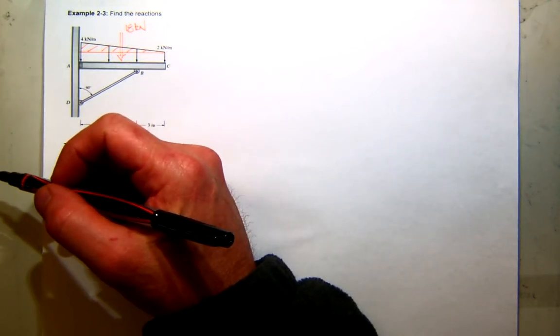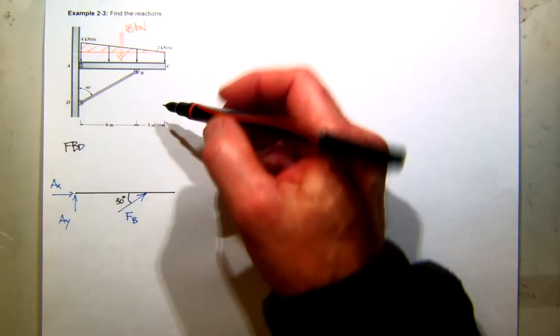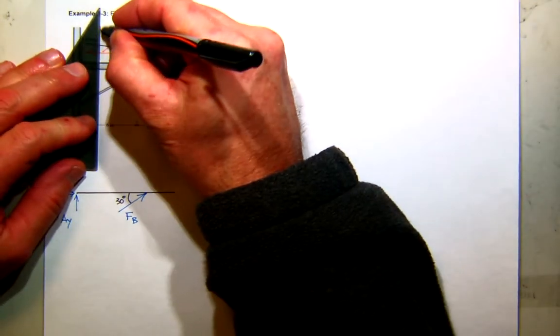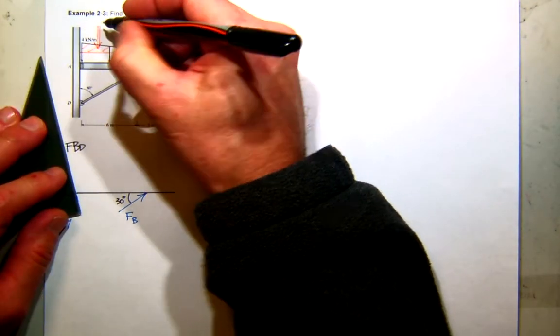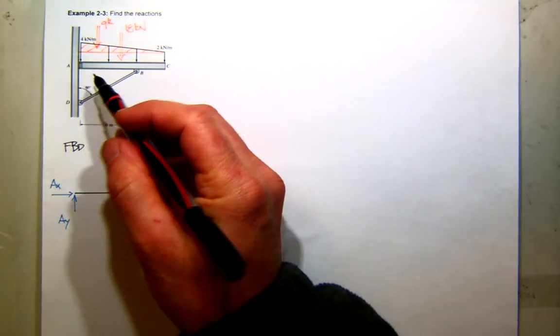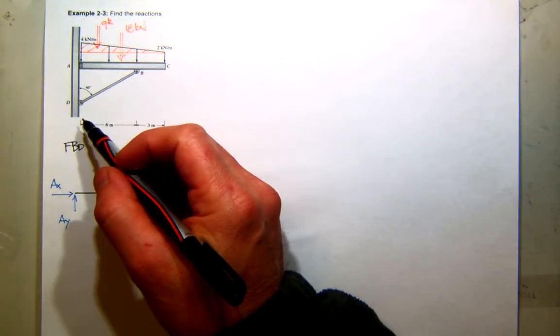And we all know the area of a triangle, 1/2 base, 9, times height, 2. What's that? 9. And it acts through the centroid of a triangle. And where is that? Yeah, I always remember it as 1/3 from the big end.